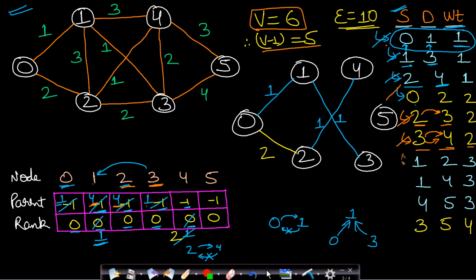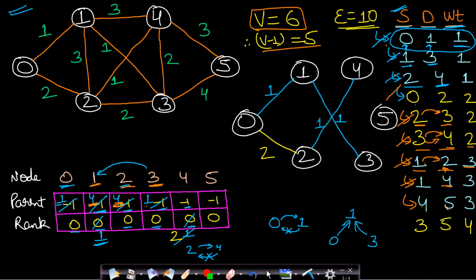Now let us see if we can add this edge from 1 to 2 with weight 3. Now the absolute parent of 1 is 4 and the absolute parent of this 2 is 4 itself. Therefore they both are having same absolute parent. Therefore there exists a path from 1 to 2, and so by adding a new path from 1 to 2 this will create a cycle, so we will not include this edge. Now let's see if we can add this 1 to 4 with weight 3. So absolute parent of 1 is 4 and absolute parent of 4 is also 4. So they cannot be included in MST, otherwise it will create a cycle.